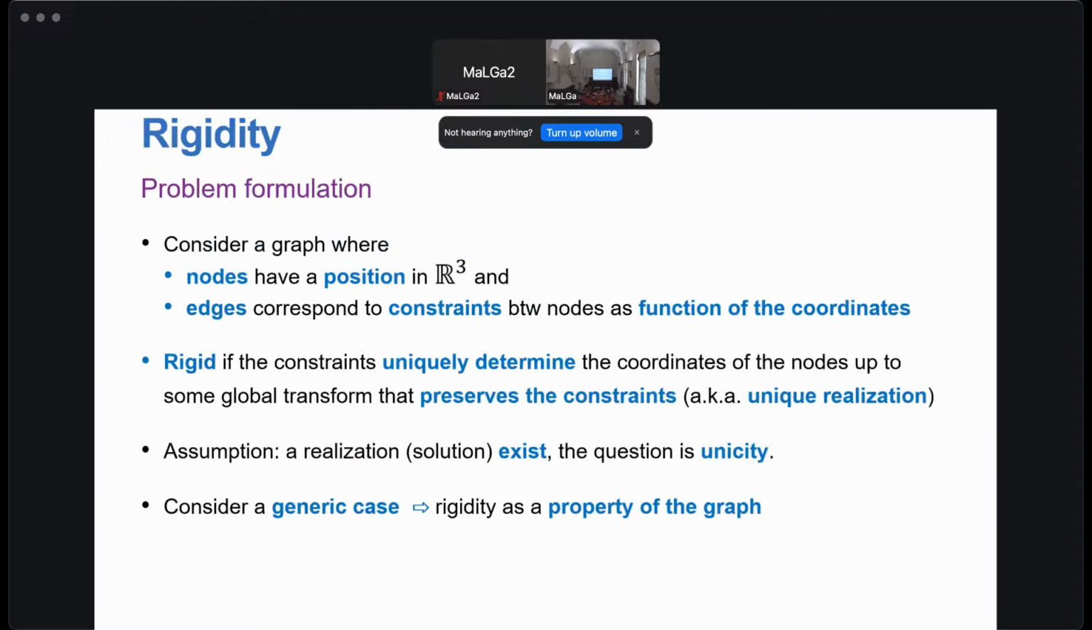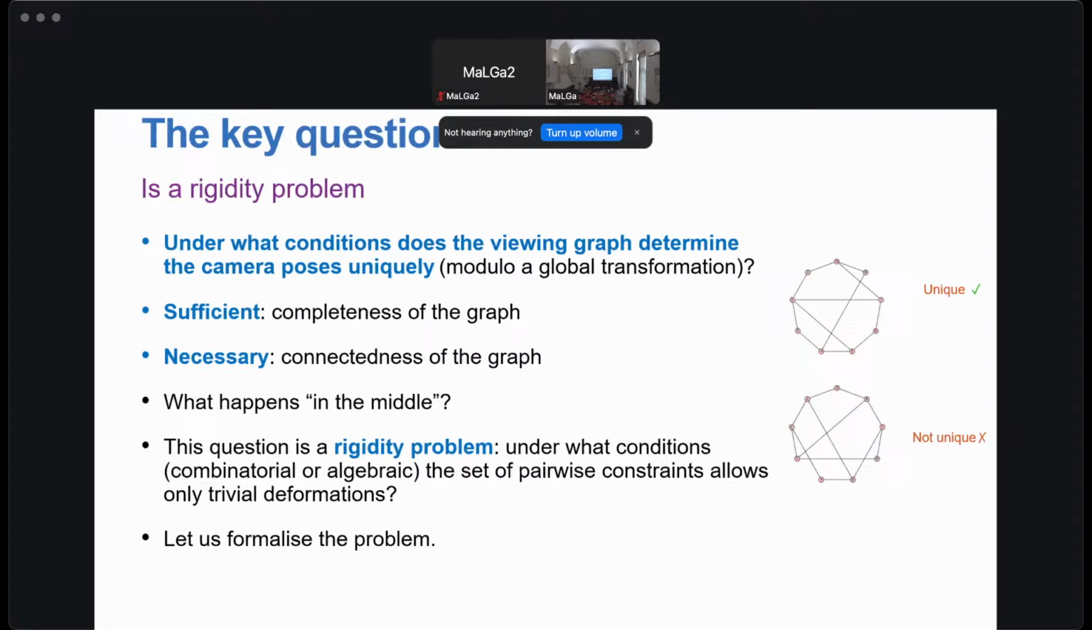So the question is how the graph should be in order to allow this reconstruction. There are two extremes here. If a graph is complete, intuitively, this is the maximum information that you can get, so it's always possible, trivial. On the other hand, connectedness is necessary. If a graph is not even connected, the best you will get are two separate reconstructions that do not talk to each other. So the real question is what happens in the middle, what kind of connectivity in the graph you need in order to guarantee the reconstruction. And this is a rigidity problem.